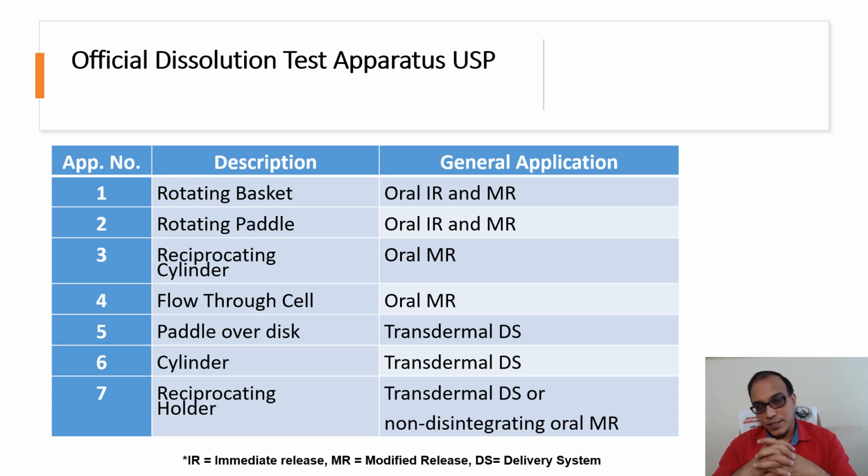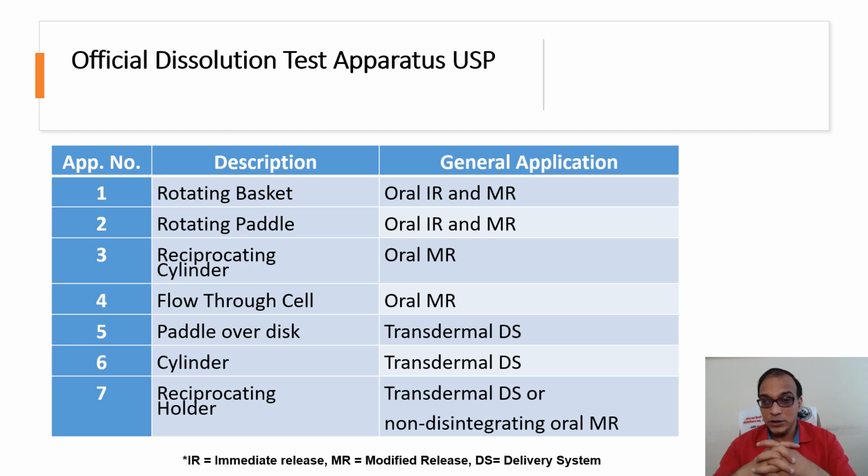The first two, basket and paddle, are for oral immediate release and modified release. IR stands for immediate release, MR stands for modified release. The reciprocating cylinder is meant for modified release, and the flow through cell is also for modified release dosage forms. However, for NDDS like transdermal delivery systems, paddle over disc, cylinders and also the reciprocating holders are there.